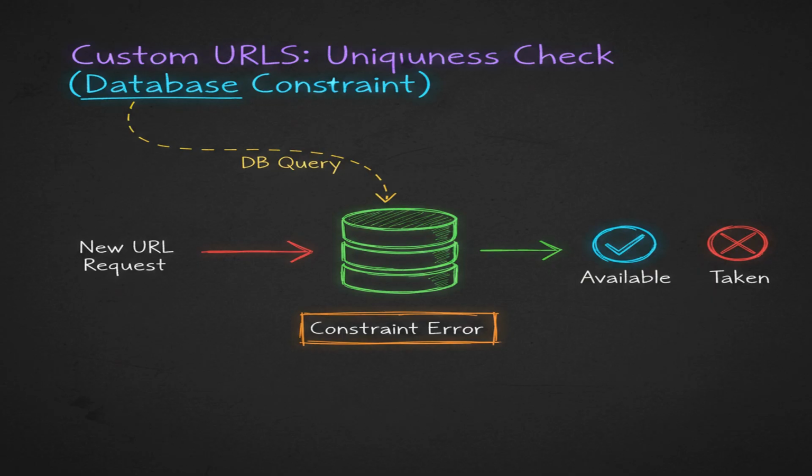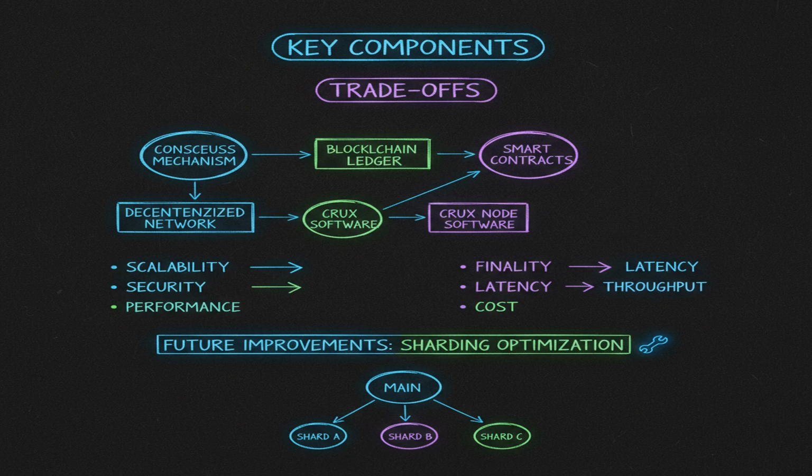Supporting custom short URLs adds complexity. We need to ensure uniqueness of custom URLs. Before creating a custom URL, we must check if it already exists in the database. We can use a unique index on the short URL column to enforce this constraint. We also need to handle cases where users try to create very long or invalid custom URLs.